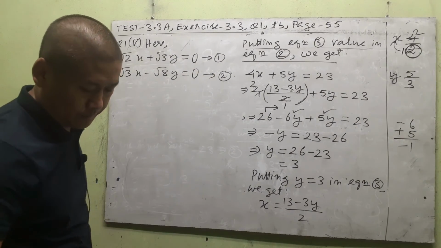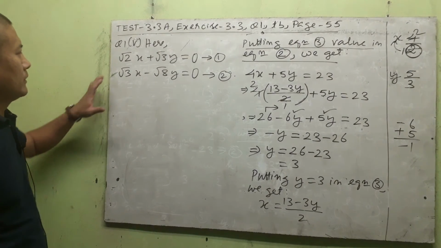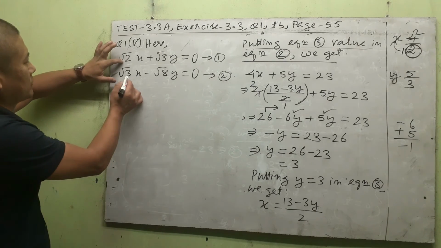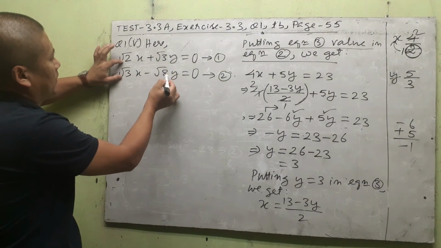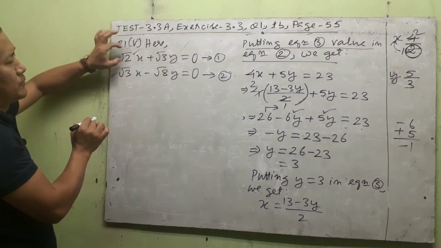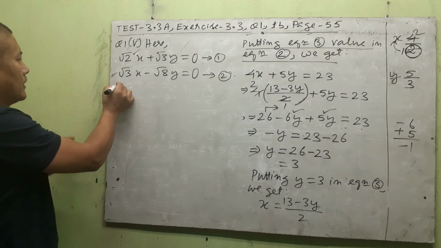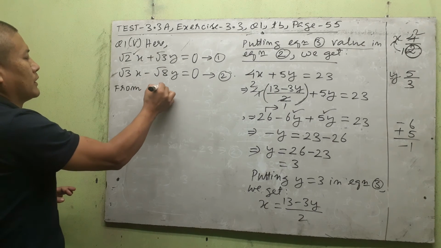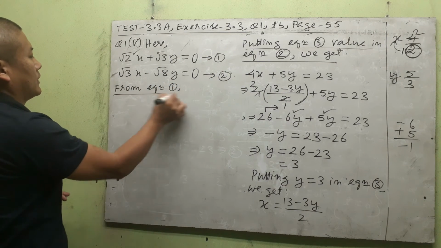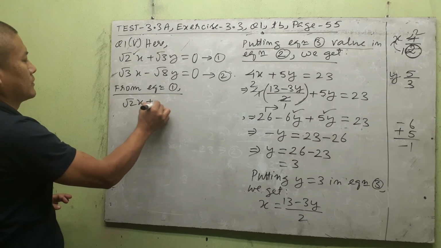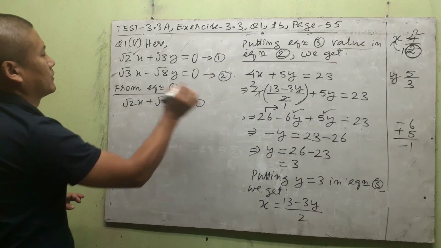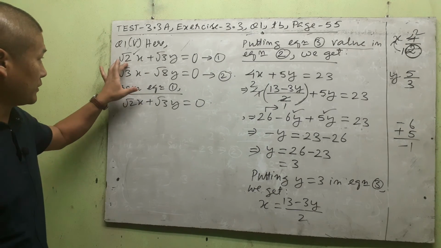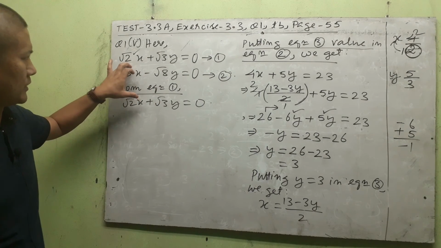So next here, with terms in root, we can choose a simpler one. Root 2, root 3, the coefficients of x. Root 3, root 8. So root 2 seems to be the smallest value, so let's take this, root 2x in equation 1. Root 2x plus root 3y is equal to 0. Otherwise, you can choose this also, up to you. But smaller numbers are easier to deal with, so I chose this one.